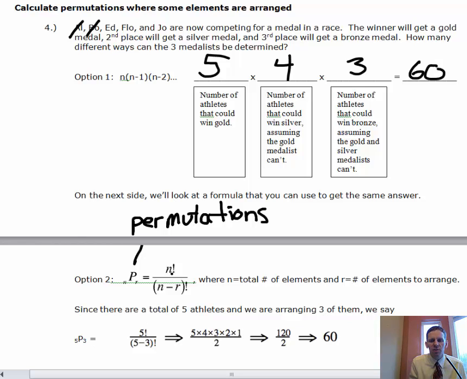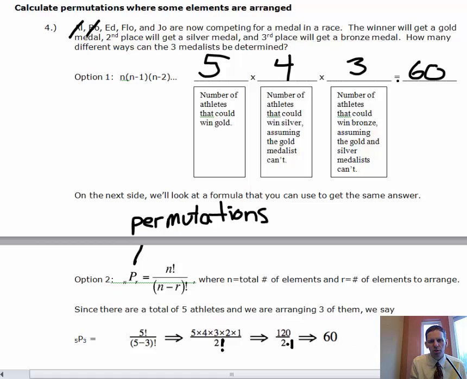To solve this problem, you take n factorial, the bigger of the 2 numbers, that's 5 factorial, or 5 times 4 times 3 times 2 times 1, and divide it by the difference of 5 minus 3 factorial, which would be 2 factorial. We know that 2 factorial is 2 times 1, which is just 2. So when you multiply the top numbers, you get 120. The bottom numbers, you get 2. You divide it, you get 60, which is what we came up with here.